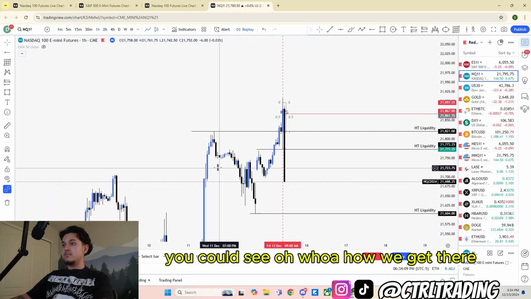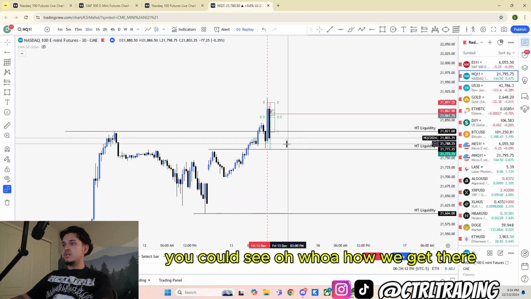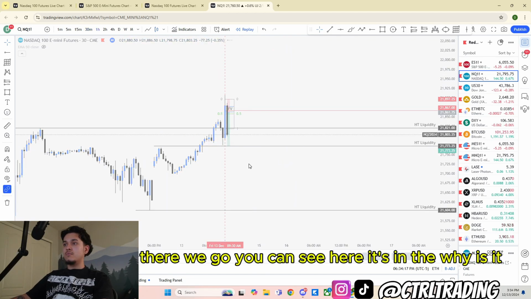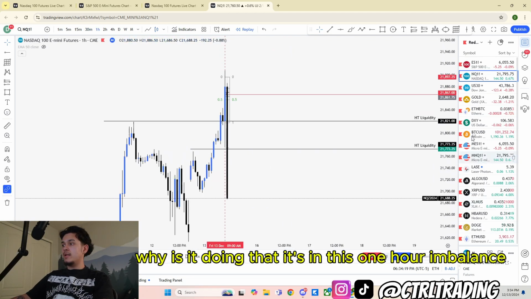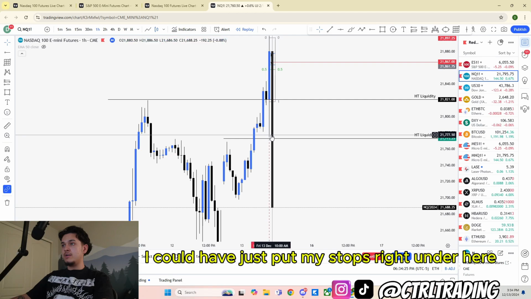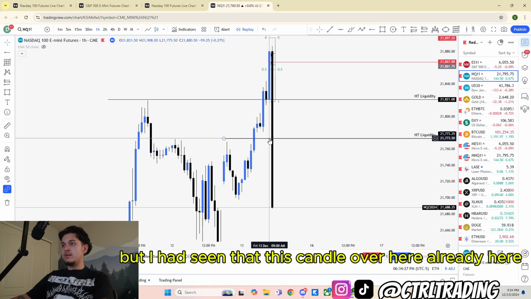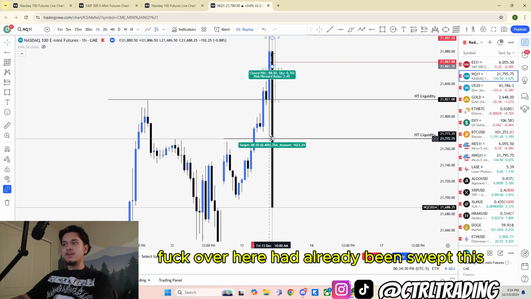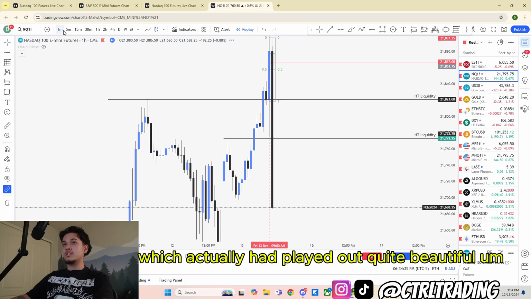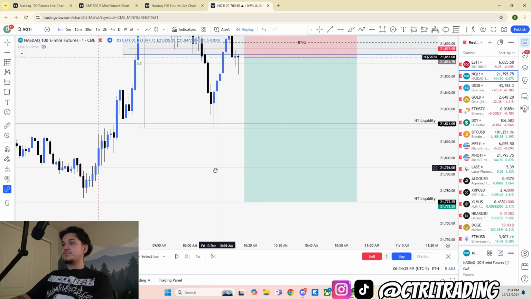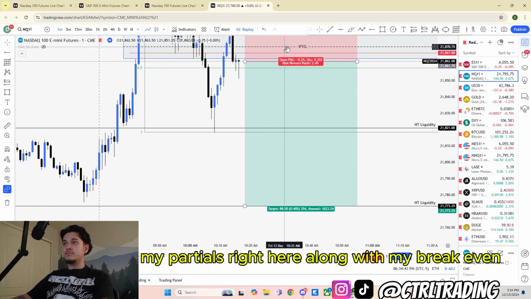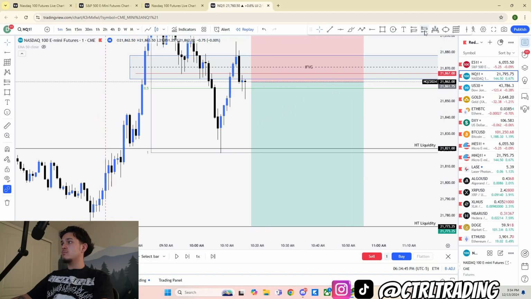You could see. Oh, whoa! How we get there? There we go. You can see here, it's in this 1 hour imbalance. Why is it doing that? This 1 hour imbalance had caught my eye right here. I could have just put my stops right under, having seen that this candle over here had already been swept. So my interest was definitely in this 1 hour imbalance, which actually had played out quite beautifully. This right here was also my partials along with my break even. So let's see how this trade had played out.